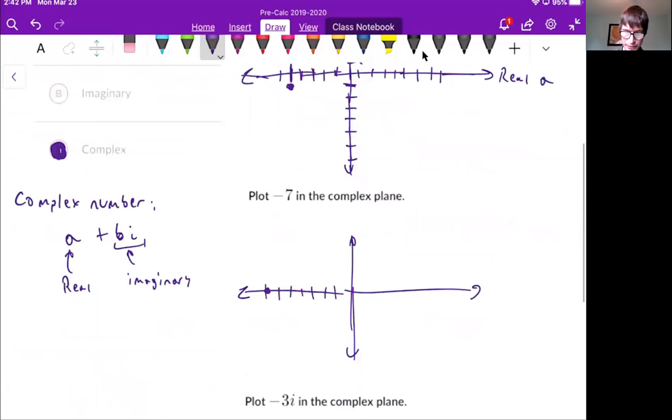Okay, -7, we've already covered that. Really, the only difference now is that we have a complex axis, but it looks exactly the same. You just go 7 back, and you've got the graph. That's it.